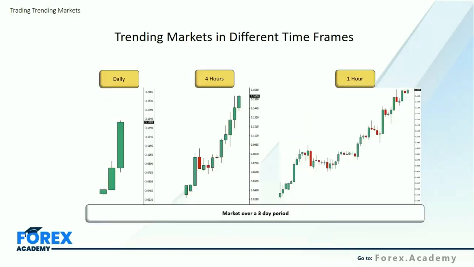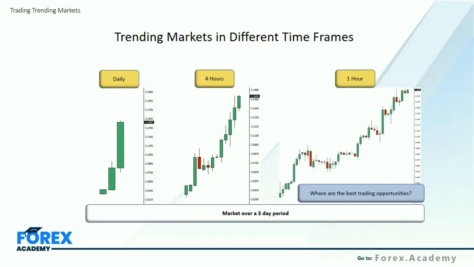To explain this in a lot more detail, I'd like to do so by just sharing these charts with you. So this happens to be over a 3-day period. This is a daily time frame. The middle chart is a 4-hour time frame. However, on the right-hand side, we can clearly see that this market is a 1-hour chart. However, all of these markets are over a 3-day period.